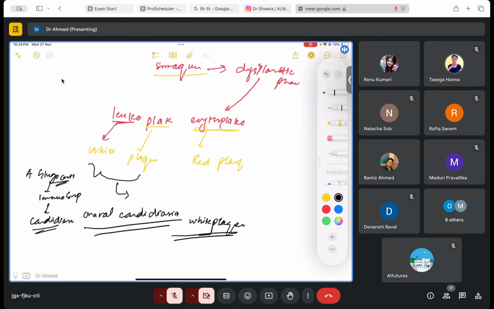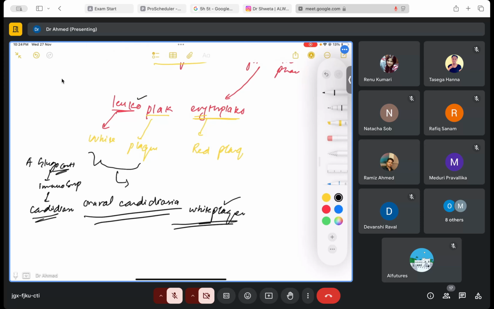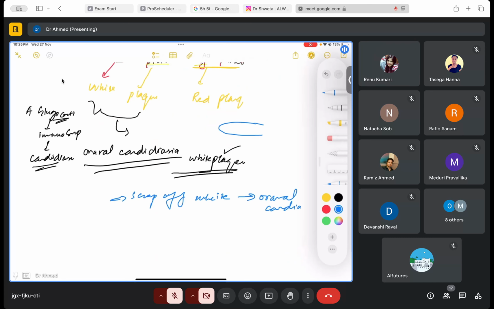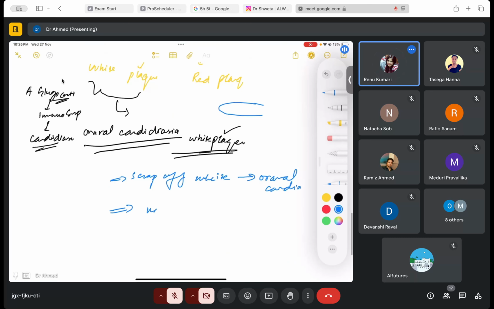So, for example, if on gross examination I am seeing white plaques, we can have two things. Either it can be leukoplakia or it can be oral candidiasis. So how to differentiate both of them? It's very simple. Take the tongue depressor and scrape off the white plaque. If you can easily scrape off the white plaques, it would suggest that it's not leukoplakia, it's oral candidiasis, right? If you cannot scrape off those white plaques, it would suggest you have leukoplakia, right?